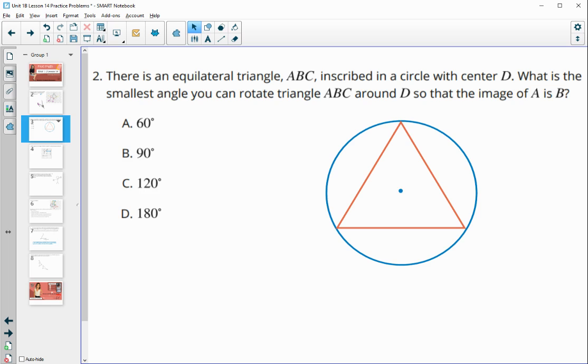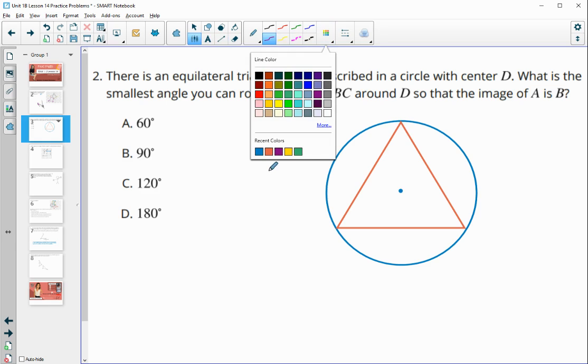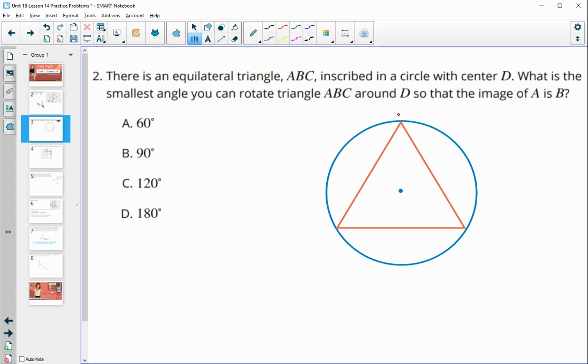Number two says there's an equilateral triangle ABC inscribed in a circle, meaning that all of its vertices are touching the edge of the circle. So I've drawn a picture of this. So let's just label, it doesn't really matter, but we can label the triangle A, B, C, and then the center of the circle is D. So what is the smallest angle you can rotate triangle ABC around D so that the image of A is B? Okay, so that A lands on B.